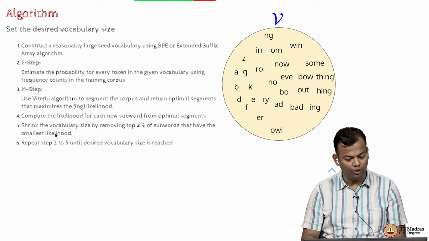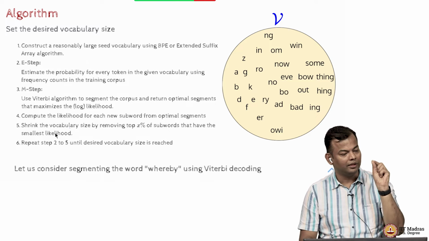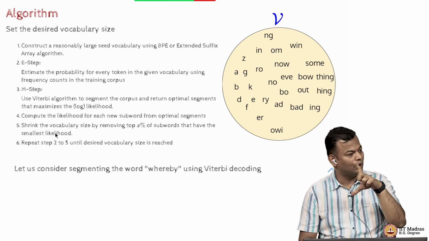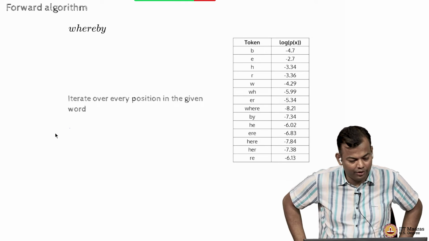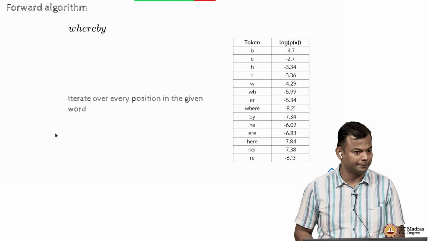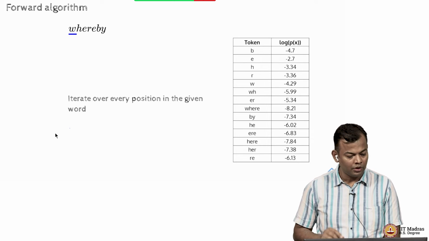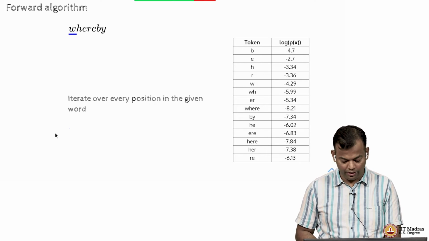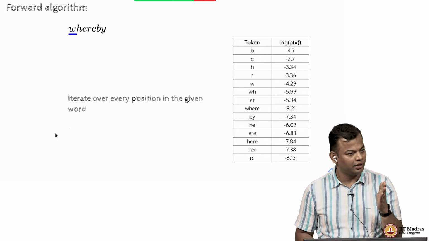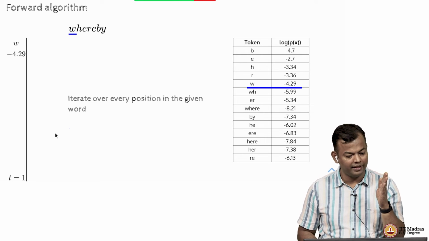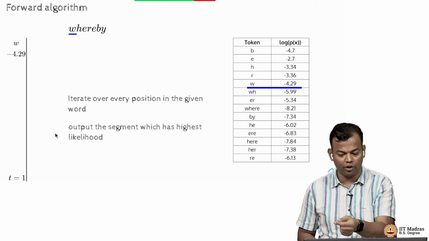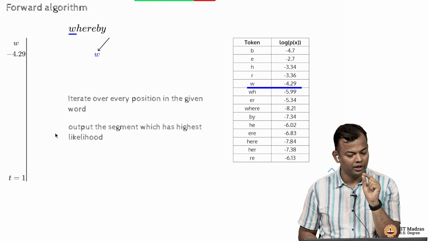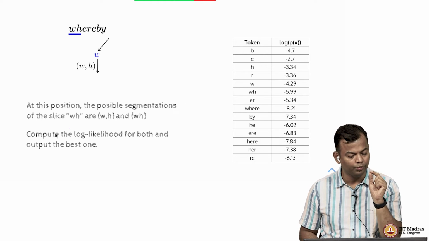Is that okay? Now the question is, to deal with this listing down of all these segmentations for a given word, how do you avoid that? You avoid that using a dynamic programming algorithm. So here's how. I start with W. I assume that I'm going to segment at W. Then the log probability of the token W is minus 4.29. So that's segmenting at W.